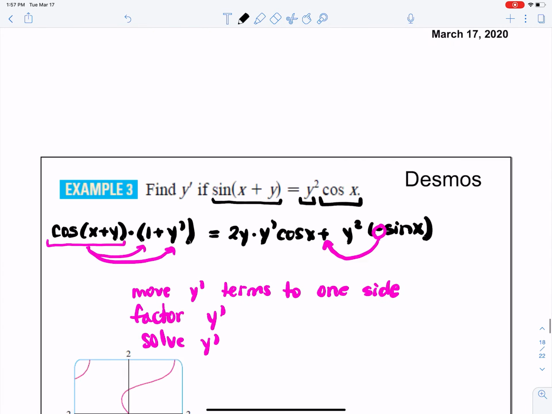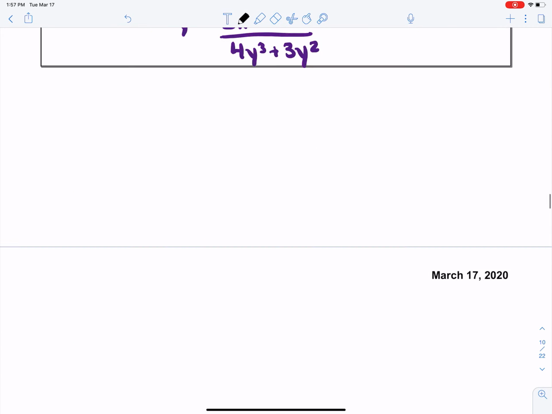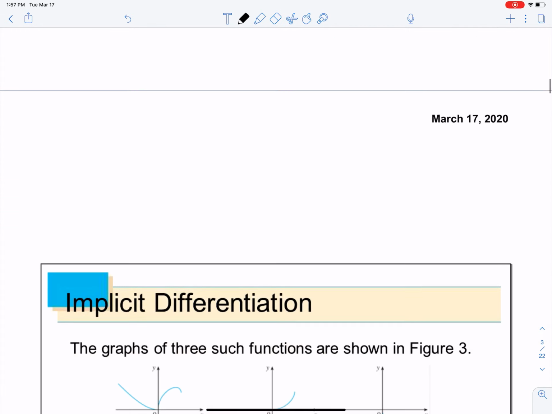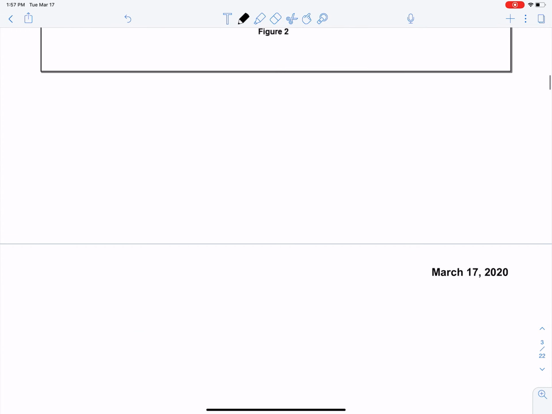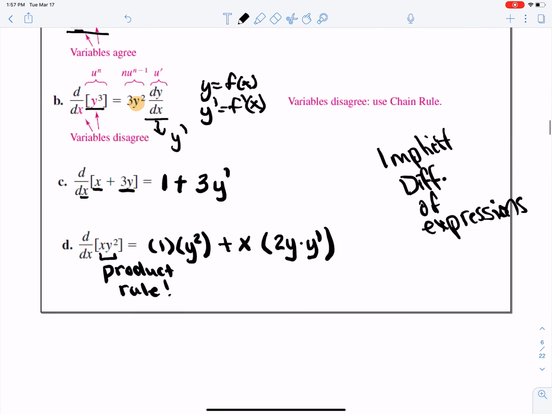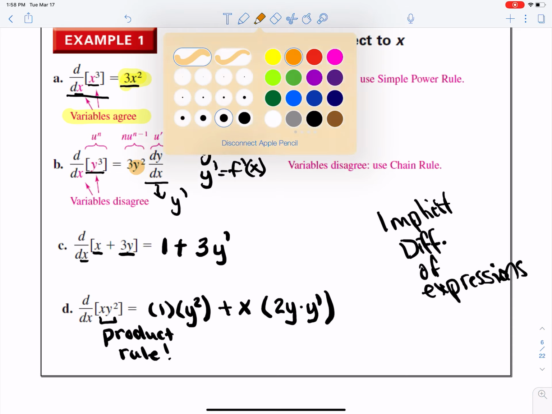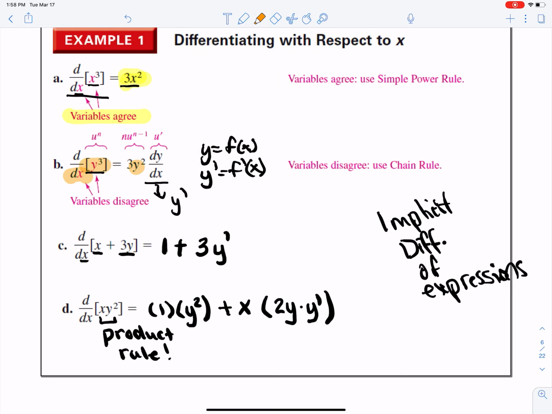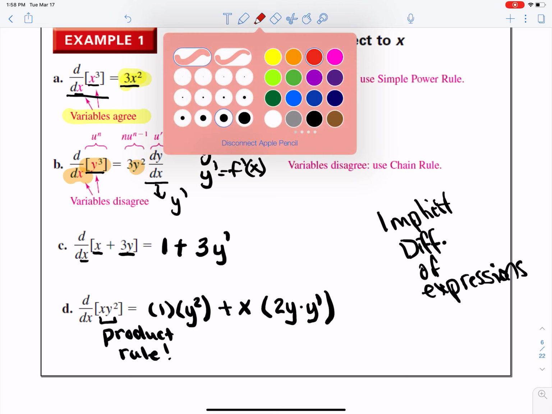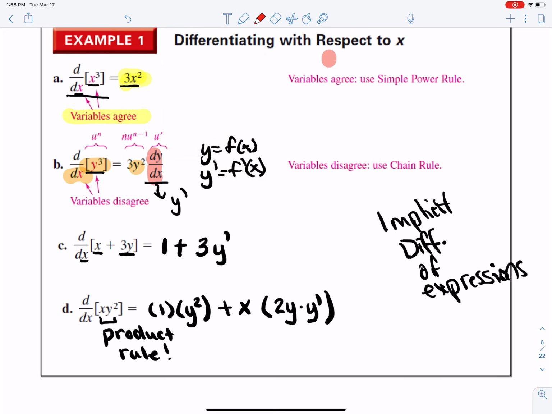Okay, so that, hopefully, in a nutshell, represents implicit differentiation. The key idea here is coming way back from this slide that talks about when you're differentiating where the variables agree, you just do the derivative normally. If the variables don't agree, then you have to have this additional y prime term every time you differentiate a y term.